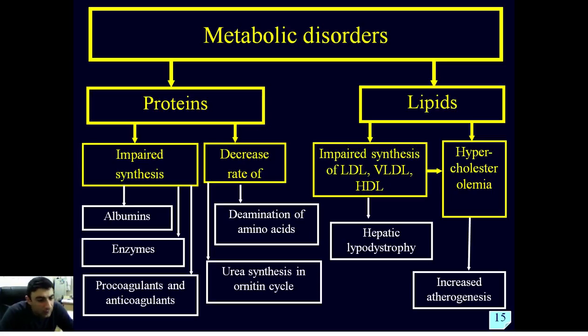Therefore, in liver failure, we should expect, first of all, of course, hemorrhagic syndrome, but also we know that anticoagulants are also being produced here, so different disorders we should expect. As well as we would have a decreased rate of different reactions related to amino acid metabolism, including deamination, etc. And one function that could probably be specifically emphasized here is the synthesis of urea.